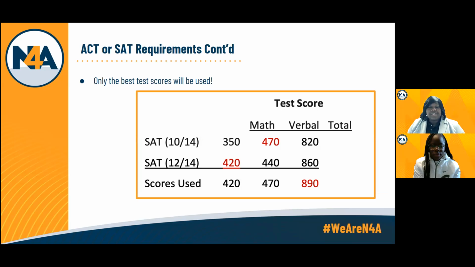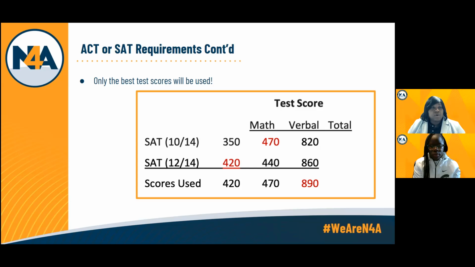And with that ACT and SAT requirement, you can use your best score. That means you can take the ACT or the SAT more than one time, and your highest sub-score in each one of those testing services, the NCAA Eligibility Center will use to give you your best overall score. For example, look at the screen: say you're taking the SAT, one SAT was taken in October, the other was taken in December.